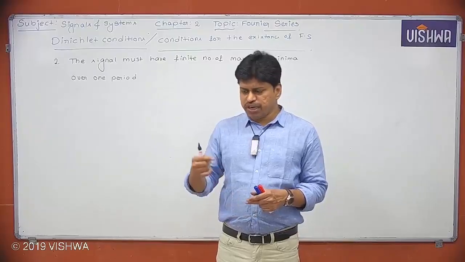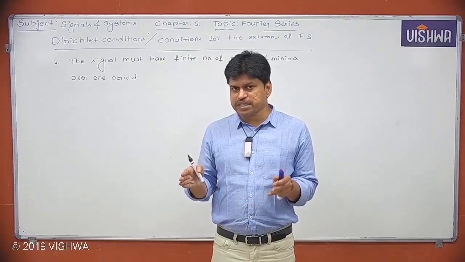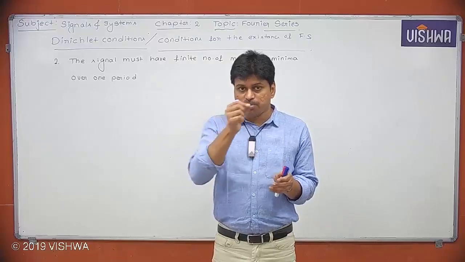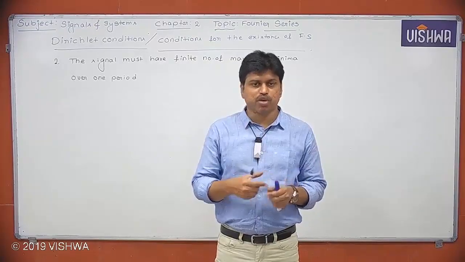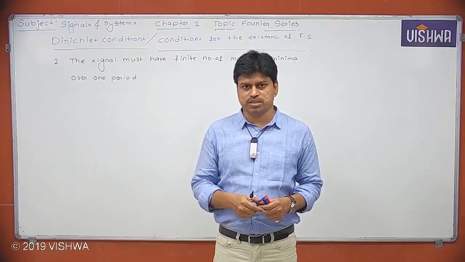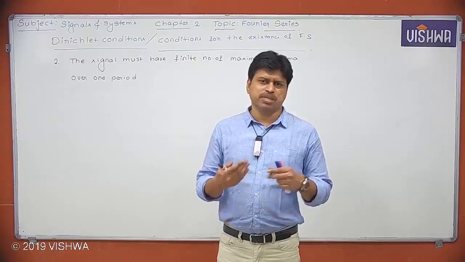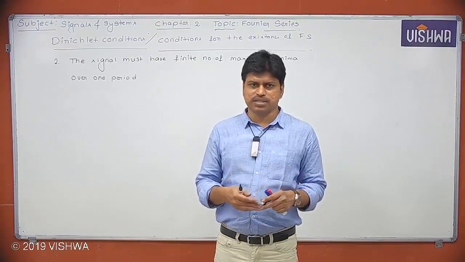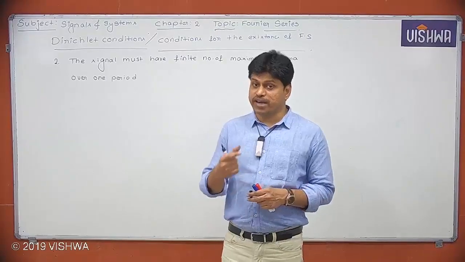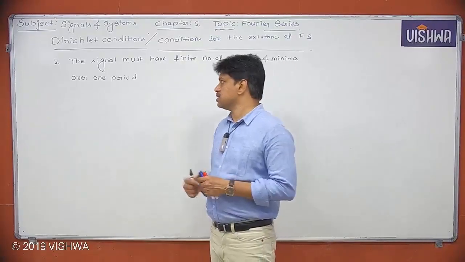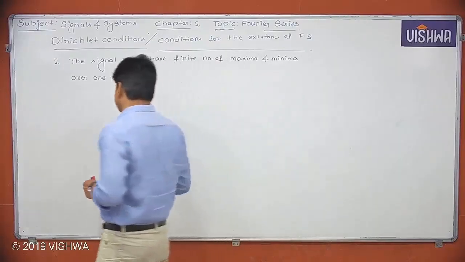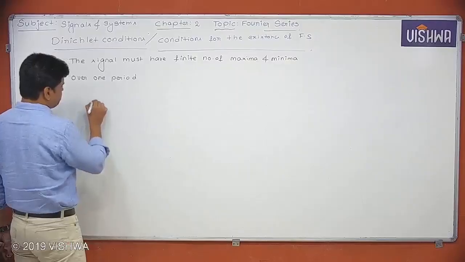Suppose you try to find out the number of maxima and minima over one period. That means if you consider one period, how many maximas and how many minimas are there? If you count them and they become infinite, then we cannot apply the Fourier series. The number may be small or large, it doesn't matter. If the number of maxima and minima is finite, then yes, it is satisfying the second Dirichlet condition. Let's take one example so you can understand.